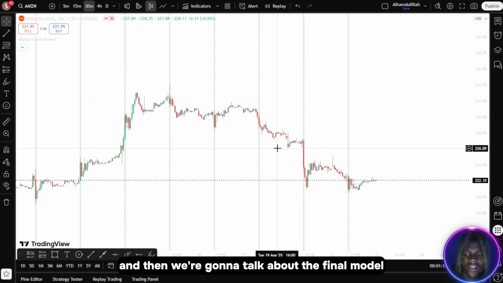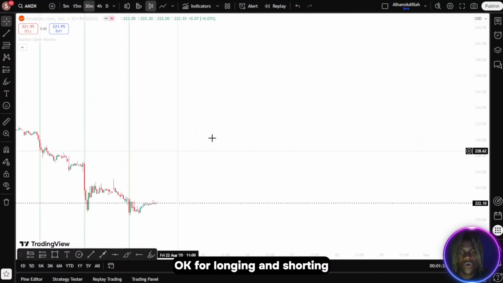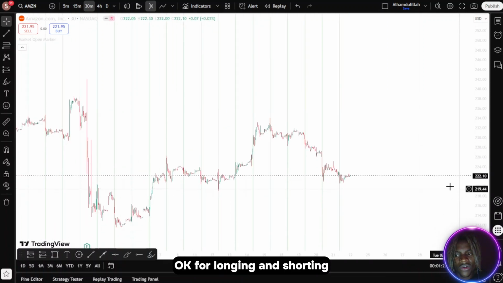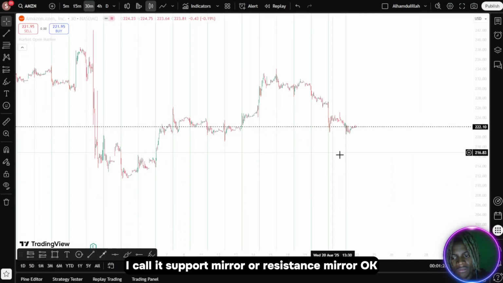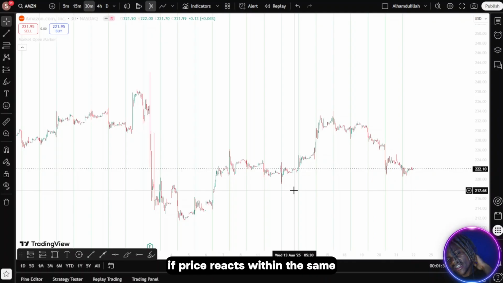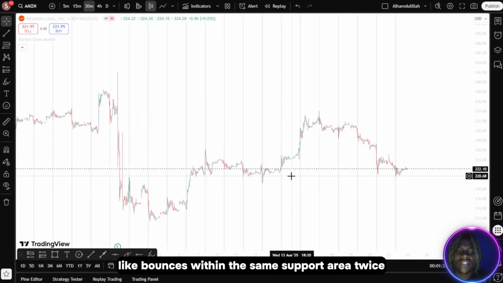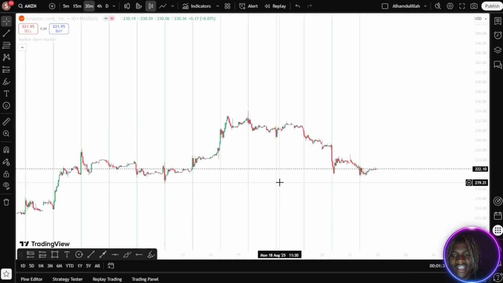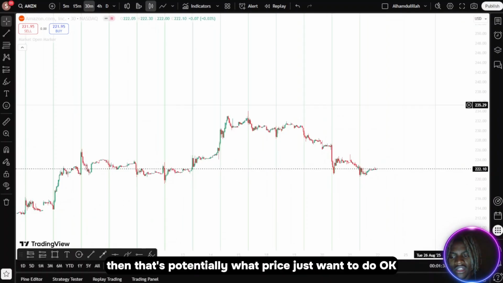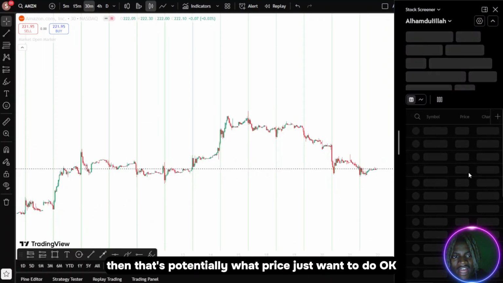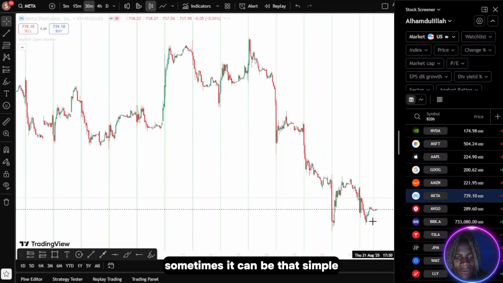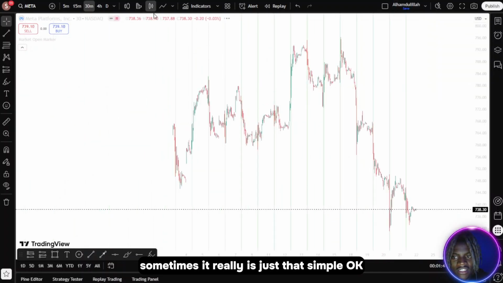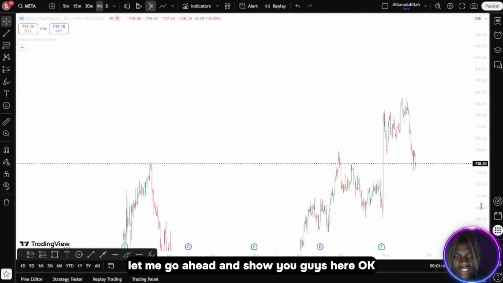And then we're going to talk about the final model, okay, for longing and shorting, and it's just mirrors, okay? It's just mirrors. All right, call it support mirror or resistance mirror, okay? If price reacts within the same, like bounces within the same support area twice, okay, and it clearly wants to hold, then that's potentially what price just wants to do. Okay, sometimes it can be that simple. Sometimes it really is just that simple. Okay, let me go ahead and show you guys here.